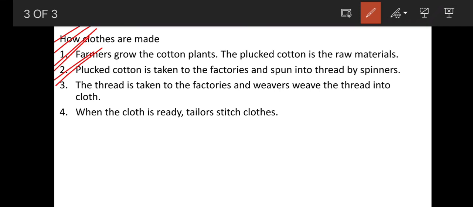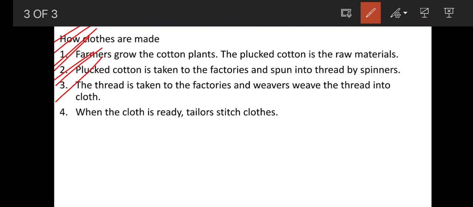When the cotton is plucked by the farmers, it is taken to the factories or industries, and in the industry there are some spinners. What will they do? They will change the cotton into thread. Who will change the cotton into thread? There are some people who work as spinners. And what is the next step? After that, the thread is taken to the factories and weavers weave the thread into cloth.